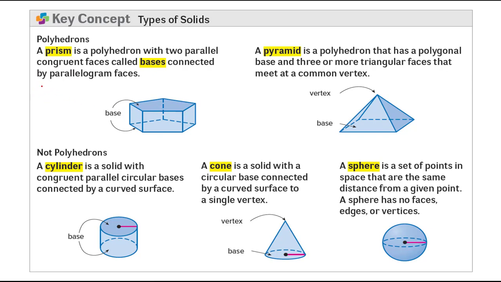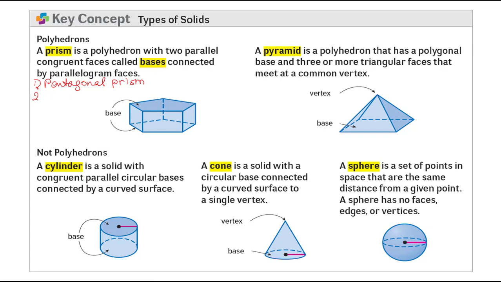Now we want to know first the name of this polyhedron. The polyhedron is named by its base. Its base here is a pentagon. It has 5 sides, so we call it a pentagonal prism. Why prism? Because a prism is a 3D shape that has 2 similar bases. It has 2 bases that are exactly the same. So this is a prism.